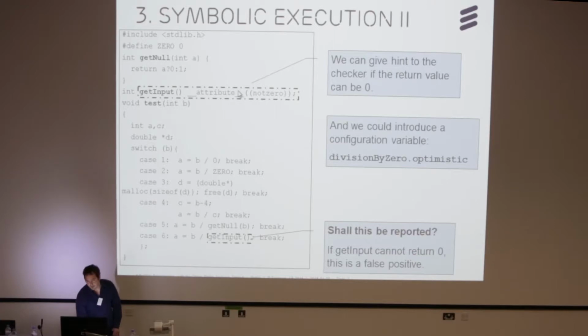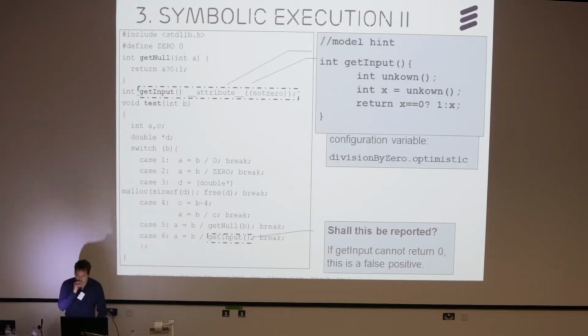As an example, you can use the GCC attribute marking, and here you mark this function as not 0, so it cannot return 0. Then in this case, this will not give you a false positive. Of course, you need to annotate your functions by hand, and it only works in this case.